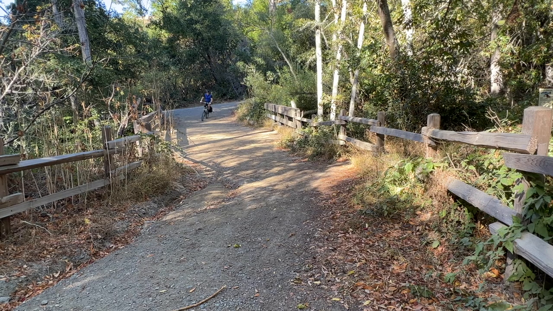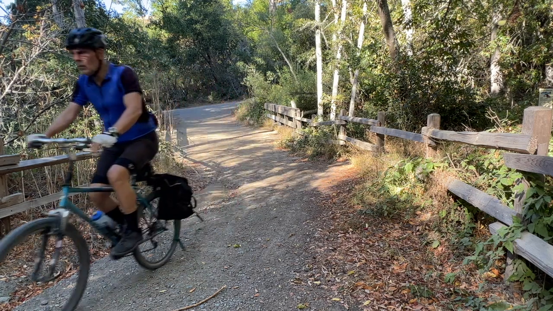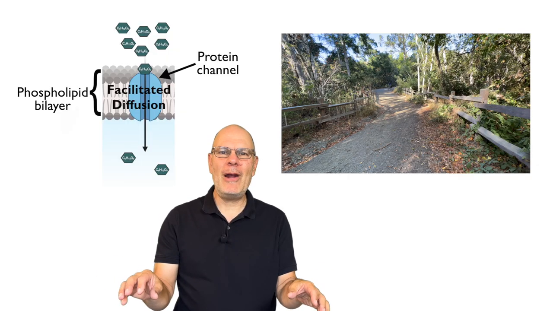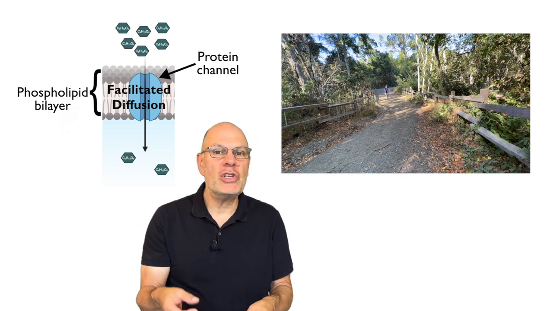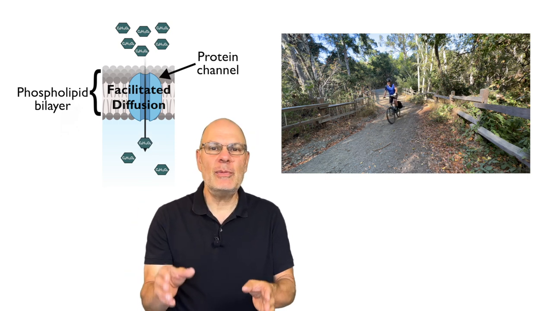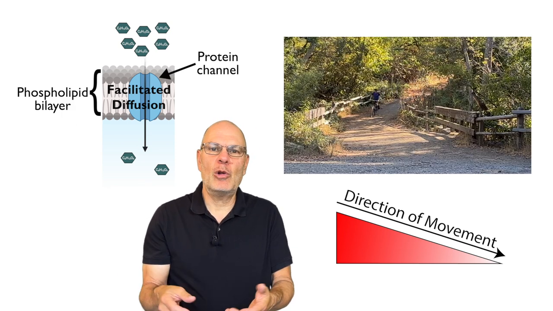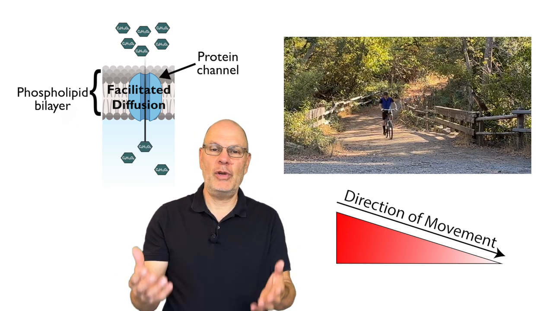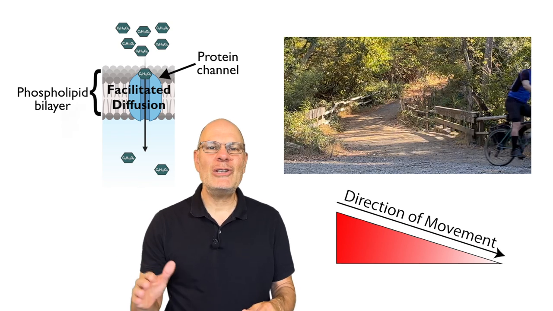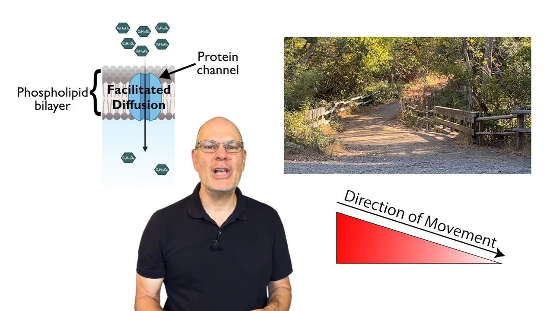And here's an analogy. Facilitated diffusion is like coasting across a bridge on a bike. The stream, the river, that's a barrier. Well, in order to get across, you need a channel. That's the bridge. And if you're coasting, then there's no extra energy that's being required, certainly not on the part of the stream or the bridge. Your kinetic energy just lets you coast across the bridge.